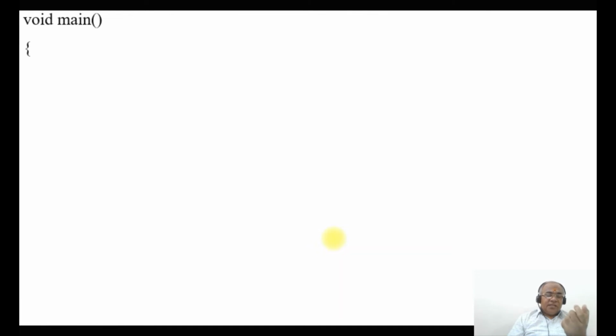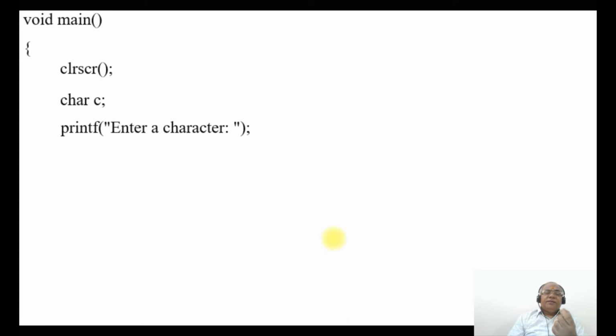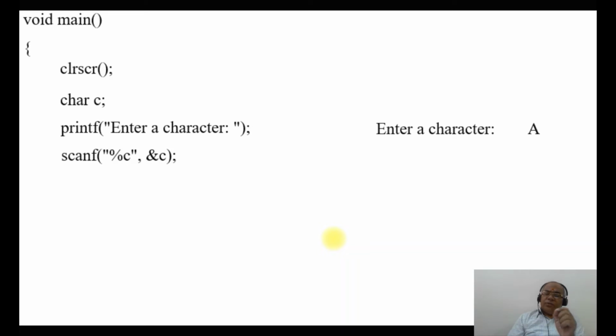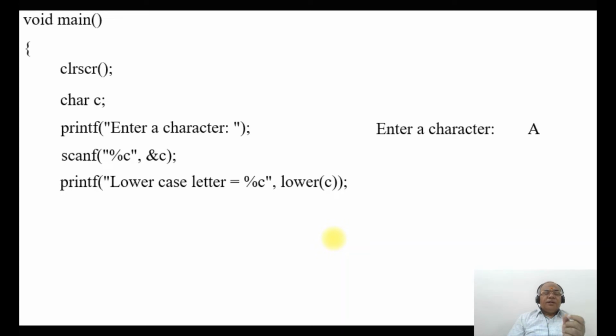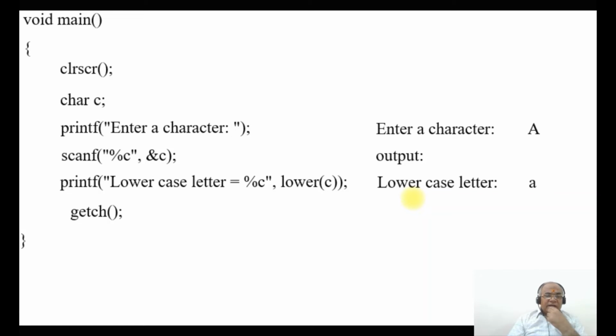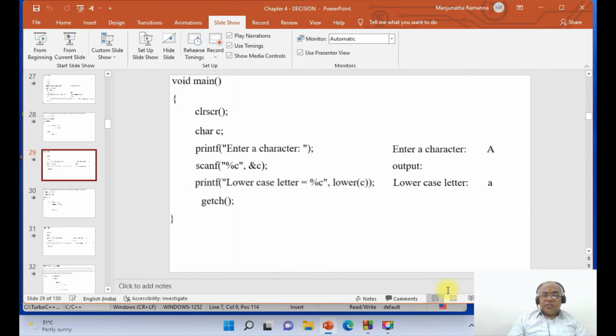Now we are going to write the small program here. Character c I am entering. Printf enter a character. I am going to enter the character as capital A. Scanf you are going to read that character. Then printf lowercase letter which is equal to %c, lower of c. I am calling this sub function here itself. Then the output will be small a. Then getch function. So this is how it is going to execute this program.